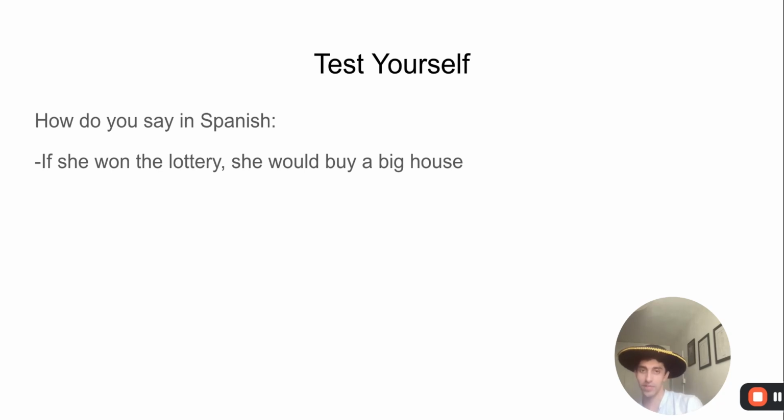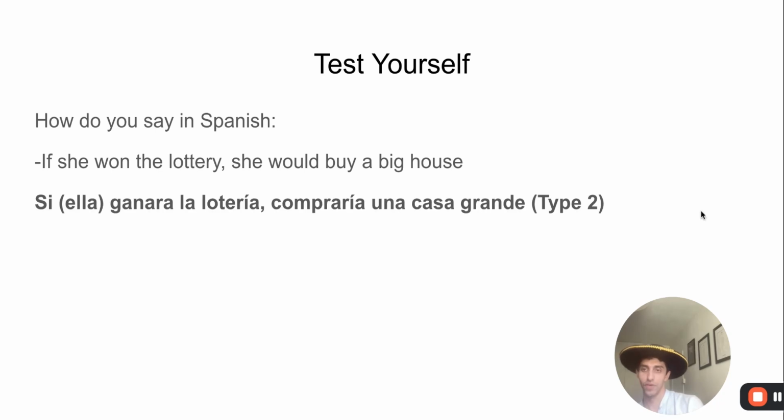Okay, here comes the answer then. So this is a type 2 if clause. Yeah, it's expressing something that is quite a remote possibility, so pretty hypothetical in nature. Yeah, and given the sequence of tenses in English as well, you can identify it's a type 2 if clause. In Spanish, this would be "si ganara" or "si ella ganara la lotería, compraría una casa grande." If she won the lottery, she would buy a big house.